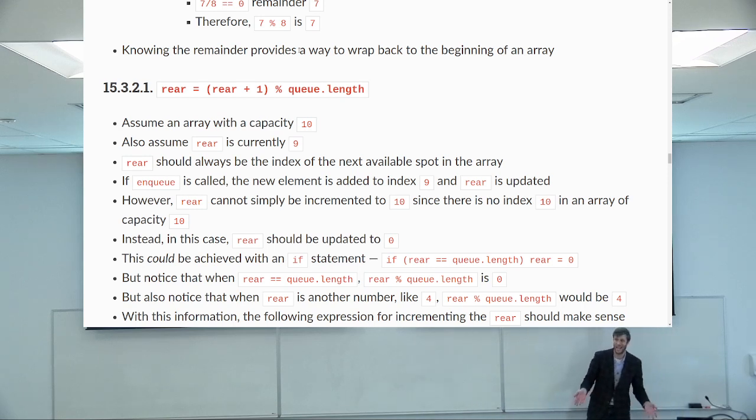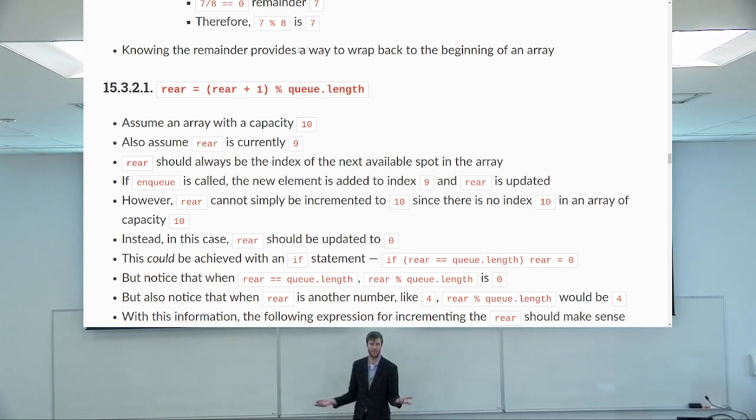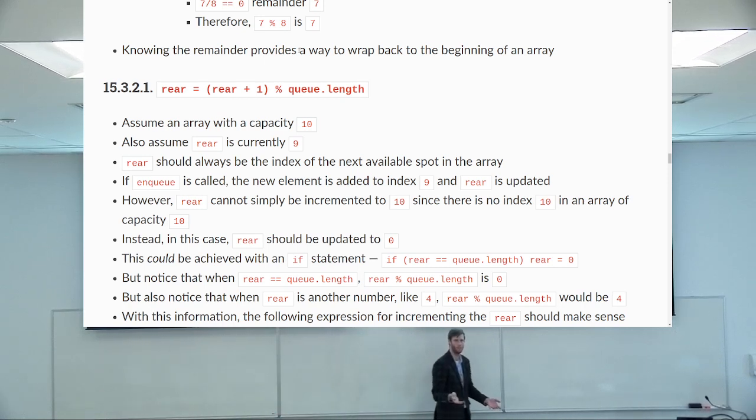If the length of the array is 10, and the next available spot would be index 10, which doesn't exist, well, 10 mod 10 is actually 0. So it loops back to the beginning for us. It's magical. Now this is the update for the rear.